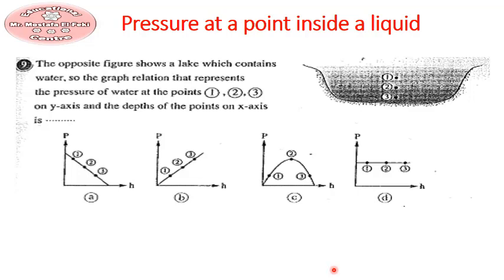The opposite figure shows a lake which contains water. Which graph relation represents the pressure of water at the points 1, 2 and 3 on the y-axis and the depths on the x-axis? As the height, or the depth of water, increases, the pressure increases. So the relation is letter P.